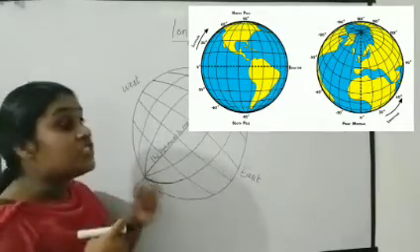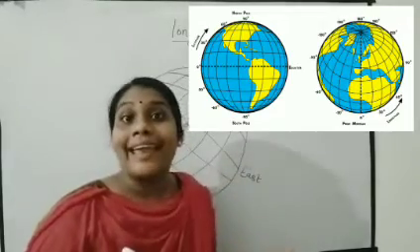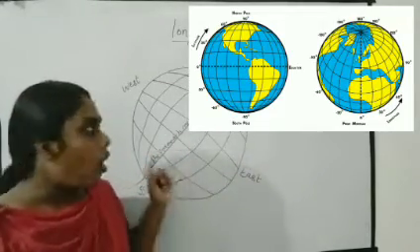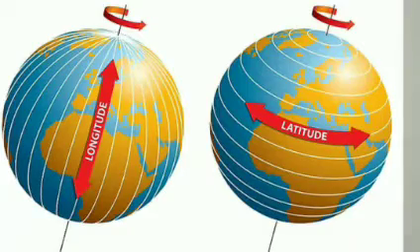Okay, each grid helps us to correctly locate places on a globe or on a map. Okay, all of you clear?